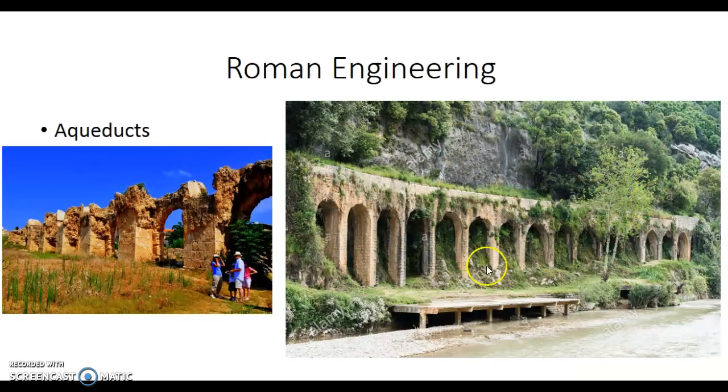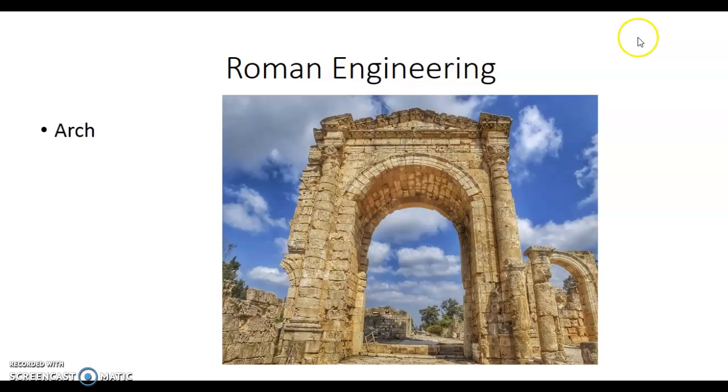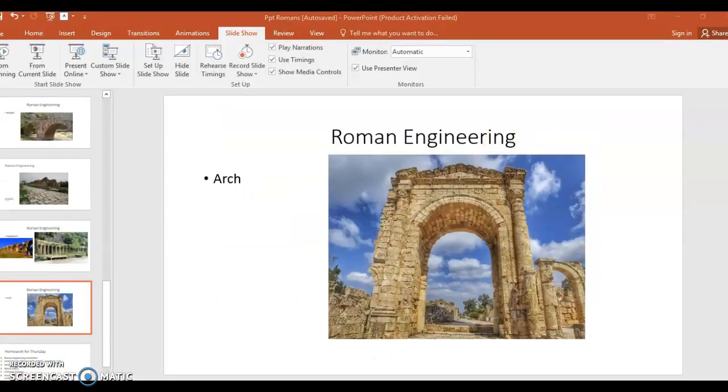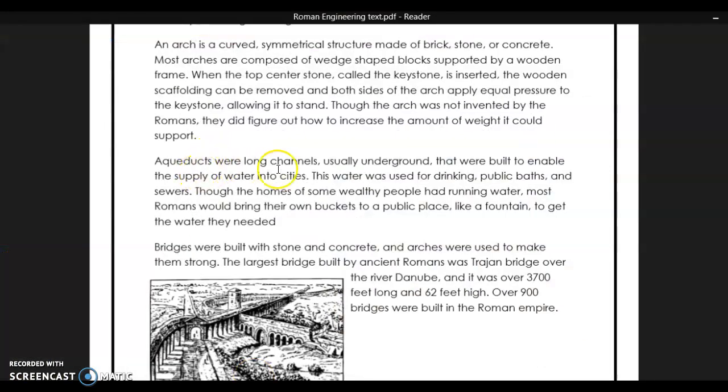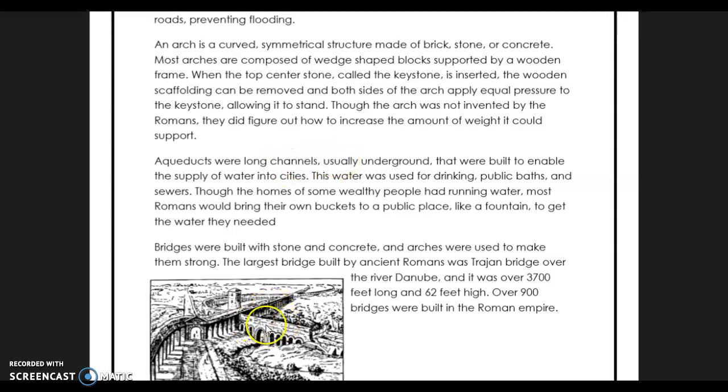This is an aqueduct. It was usually made under the ground, but here we have it above the ground. And what was it made for? Let's see again. They were long channels, as you can see here. Even in the picture, you have a long channel of aqueducts, and it was built to enable the supply of water into cities. They were giving water to the cities. And this water, they used for drinking, for taking a bath, and for sewers.